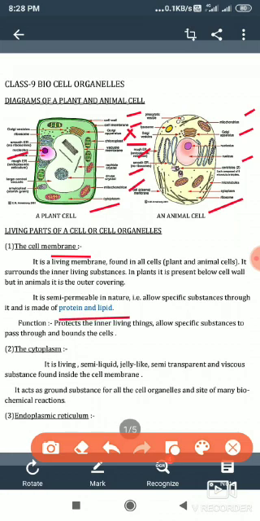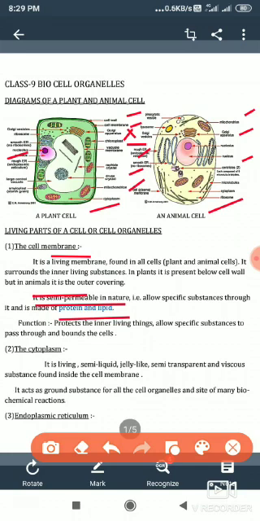The function of the cell membrane is to cover and protect the inner parts, and since it is semi-permeable in nature, it allows certain substances in and out of the cell.